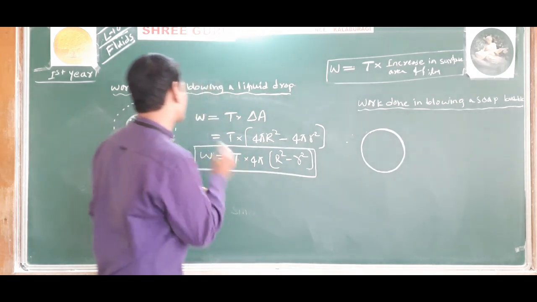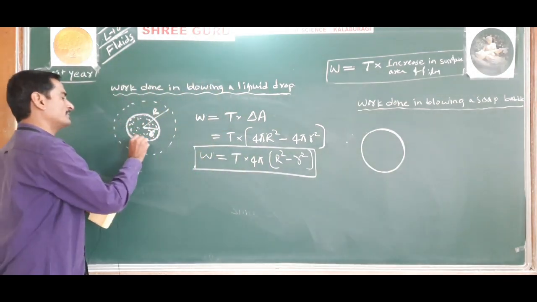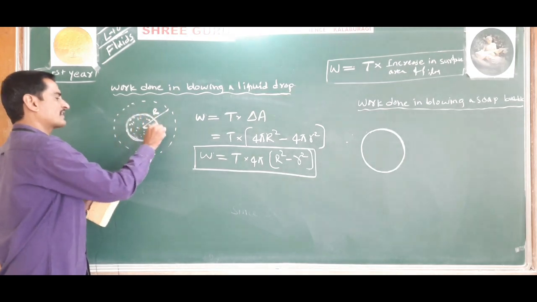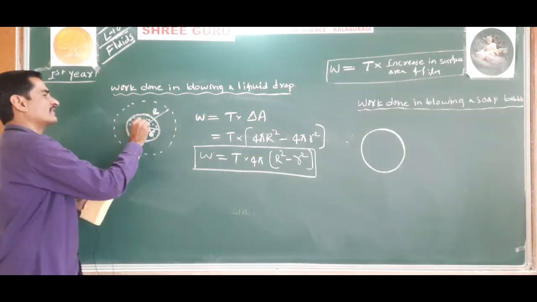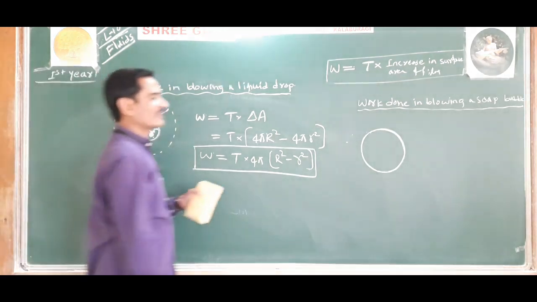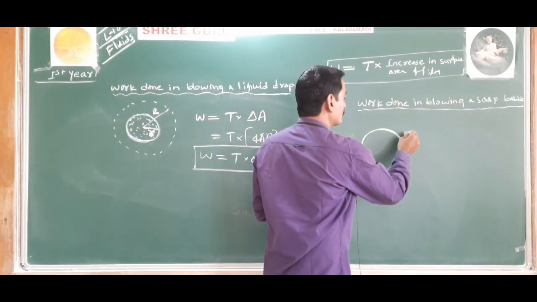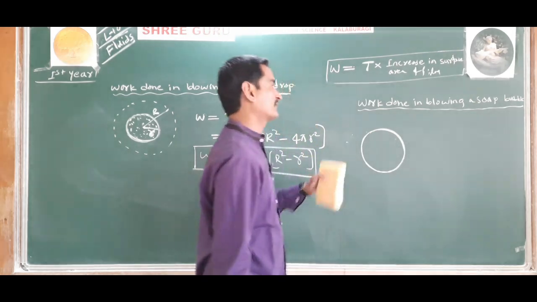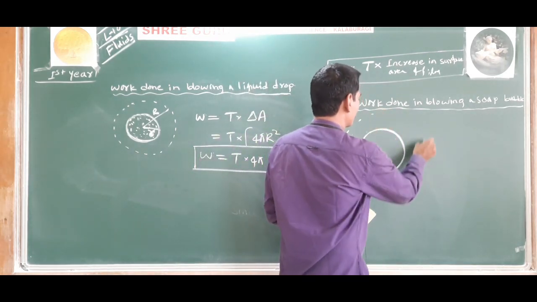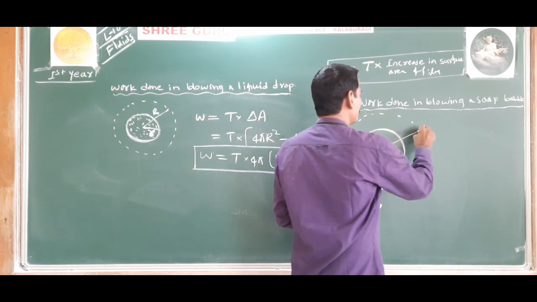In the case of a liquid drop, inside it will be complete liquid, so there is only one surface in the liquid drop. Whereas in the soap bubble, there are two surfaces.